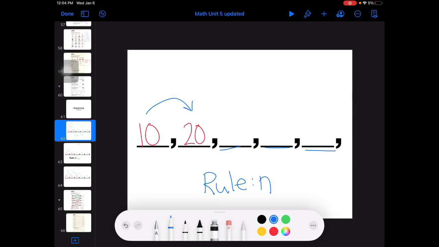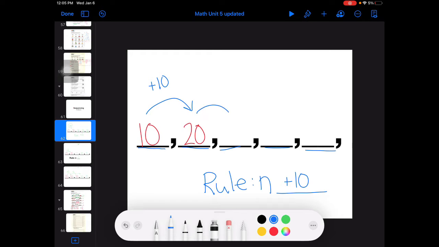So what we do is we say, from 10 to 20, is it going up or going down? Is it increasing or decreasing? In this case, it's increasing, so we put a plus. Now, how many is it going up by? Well, from 10 to 20, I already know in my head that it's going up 10. So I'm going to put a plus 10 right there. And now I know that my rule is to add 10 each time I go across my number line.